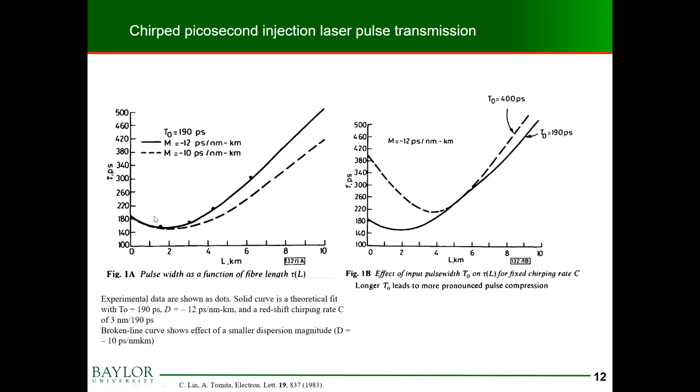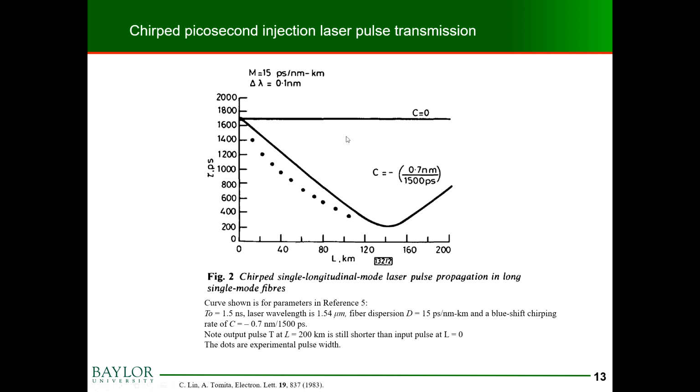Okay, so this is the simulation. The curve is the simulation. The dot is the experimental result. You can see it does compress to some degree, from 180 picosecond to 150 or 160 picosecond. And this is additional simulation data. You can see it can compress in different cases from 400 to 220. So it's compressed almost by half.